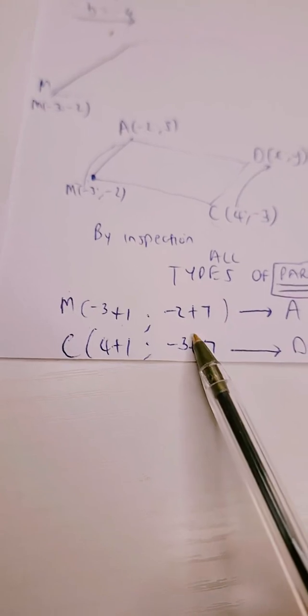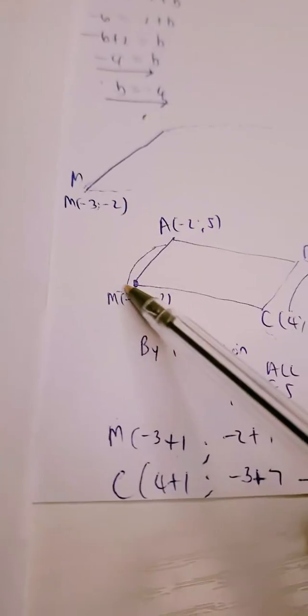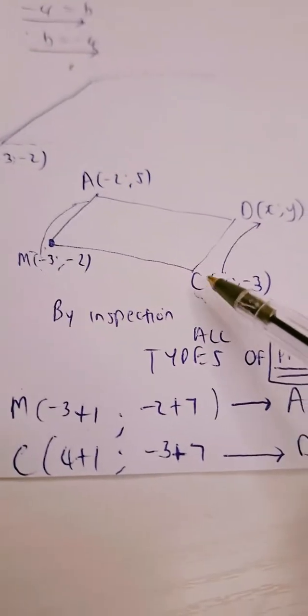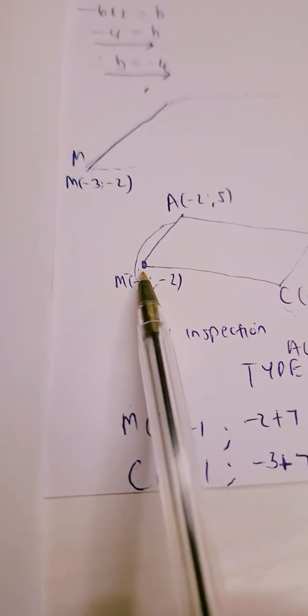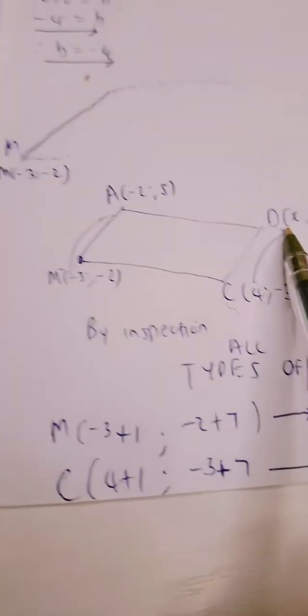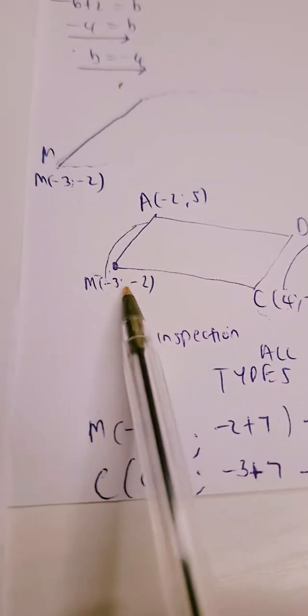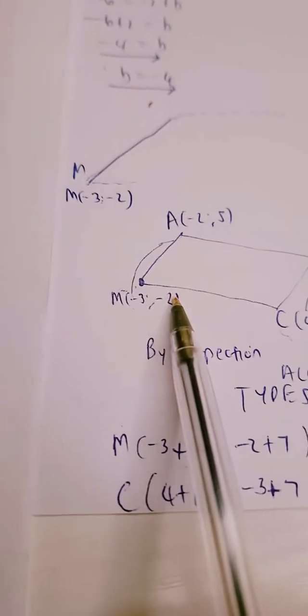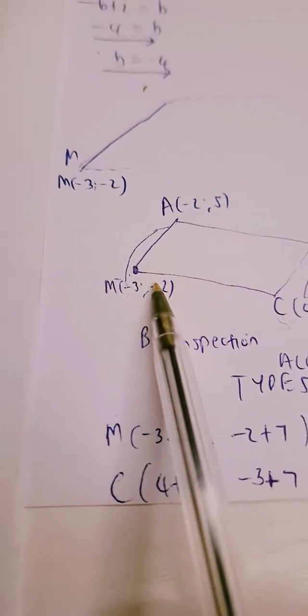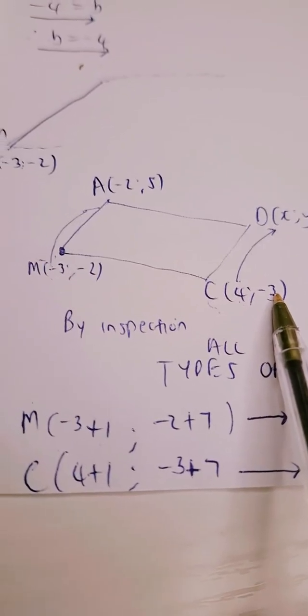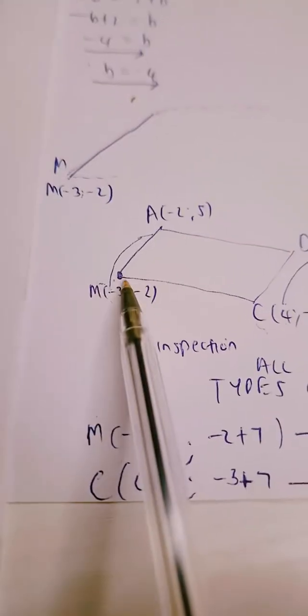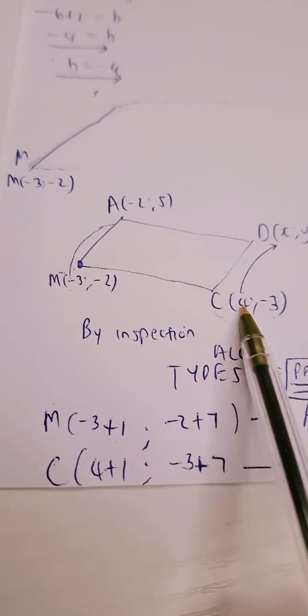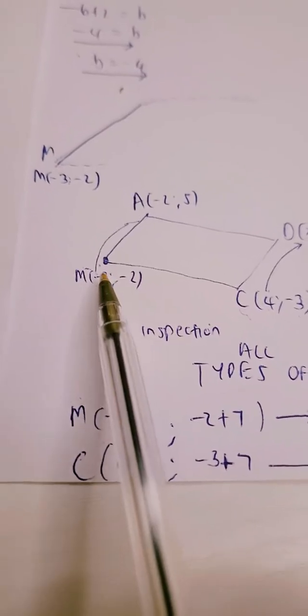Whatever then we did for M to get to A is the same thing we would do from C to get to D. Or we could do it another way. Because we know this side is also equal to that side, whatever happened to the x coordinate of M here to get to 4 is the same thing we can do to the y coordinate of M to get to the y coordinate of C. Does that make sense, guys? The x coordinate of M, what did we do to get to 4? So you could do the same thing.